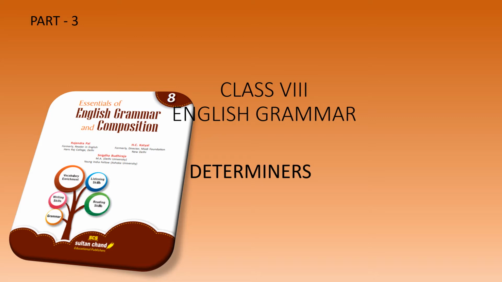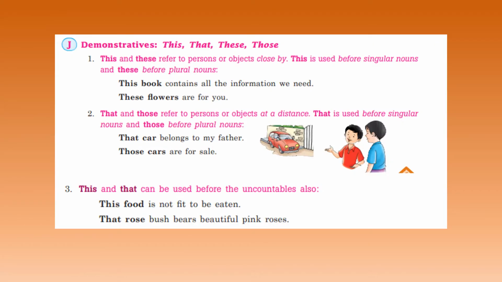The next one is demonstratives. So let's see how we have to use demonstratives. Children, this and these refer to persons or objects close by. Close by means nearby, which are nearer to you. This is used before singular nouns and these before plural nouns. For example, this book, these flowers, etc.